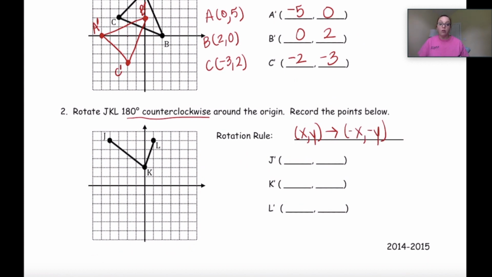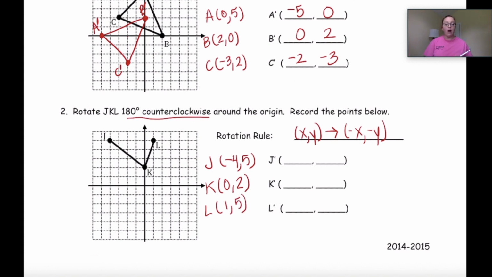And I'm going to come over here on the side and write the ordered pairs for points J, K, and L. J is at -4, 5. K is at 0, 2. And L is at 1, 5.